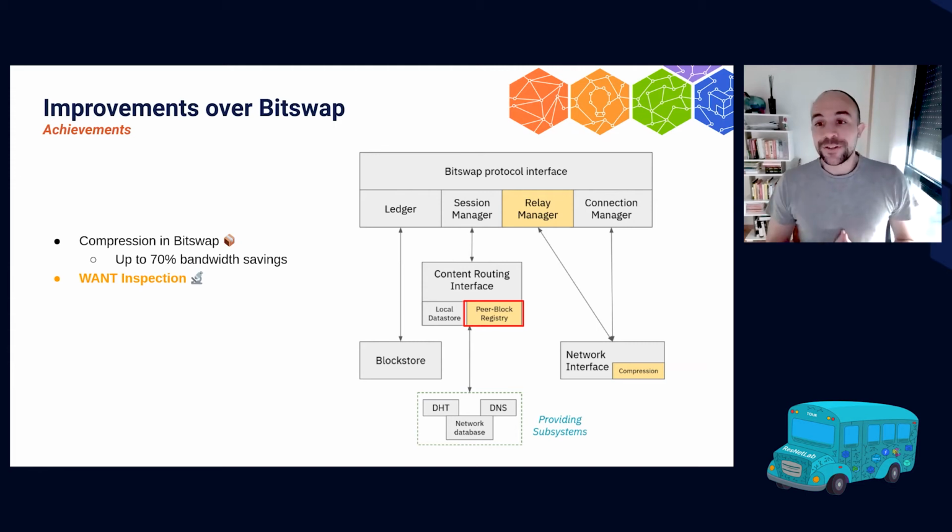So after compression, the next thing that we tried is the want inspection prototype that I mentioned above. For this, we added a new piece in the architecture, which is the peer block registry. With the peer block registry, what we're tracking is what other peers, what other neighbors in the network have been asking for. We get knowledge about what others are looking for by inspecting the want messages that we receive from them.